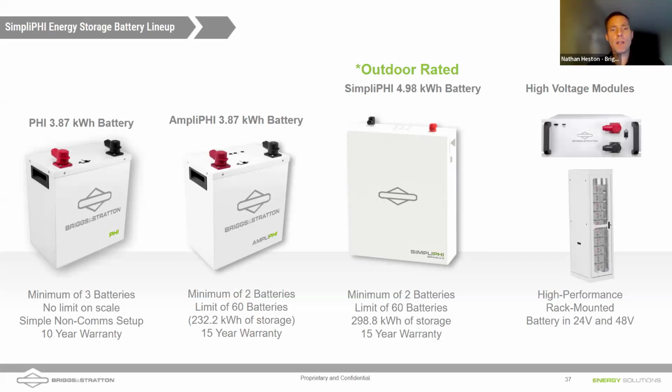The Amplify is a communicating battery. It's not outdoor rated, but we can put it in weather-proofed cabinets as well. And that comes with a 15-year warranty. And a 4.98 kilowatt hour battery. That's a wall-hung outdoor rated battery as well.